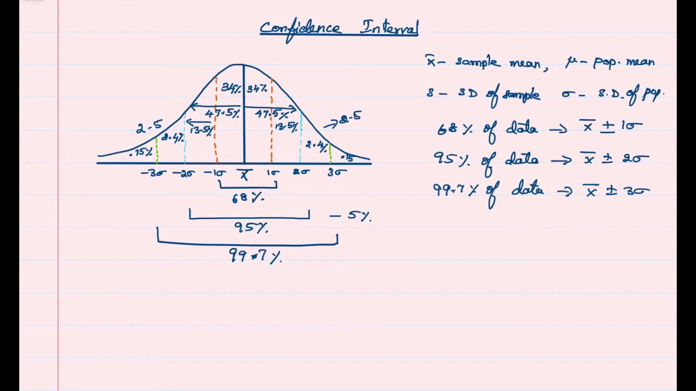0.15 plus 0.15 is 0.3. So, the remaining is 99.7%. Now, let us see about z-scores.